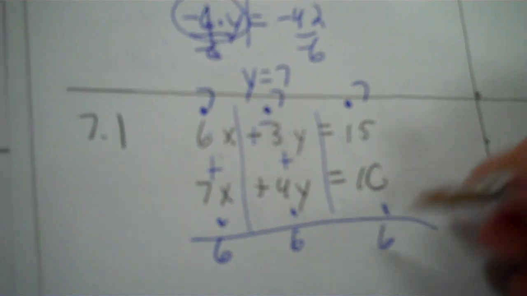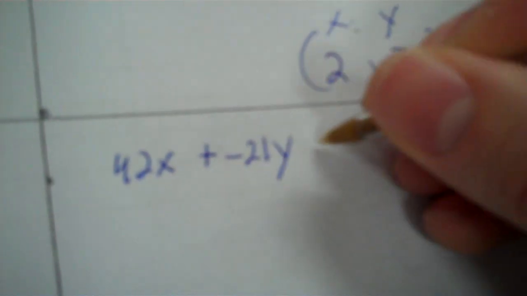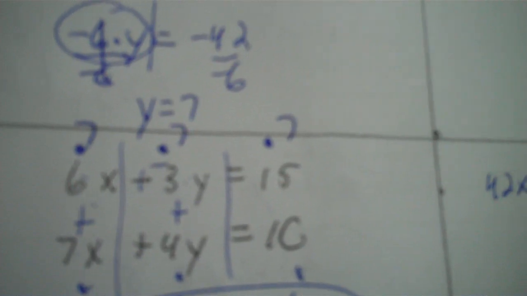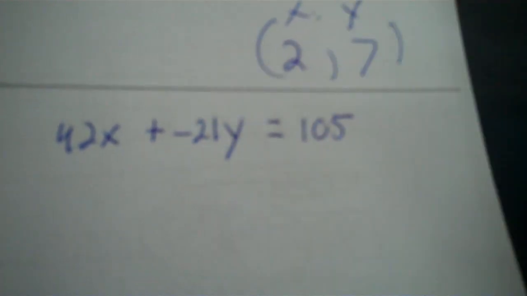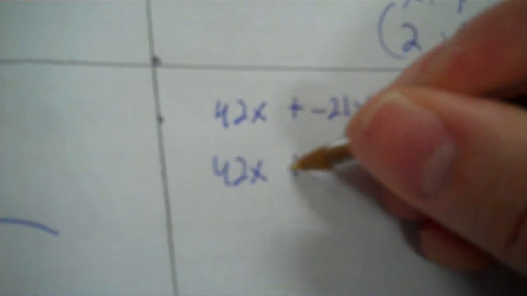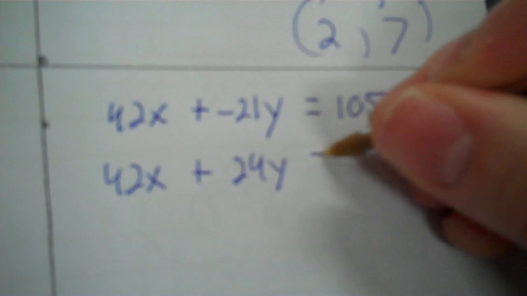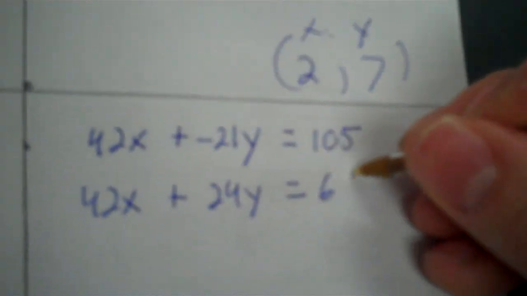So we have 7, so it's going to be 7, 7, 7, and then 6, 6, 6, and 6. 7 times 6x is 42x. 7 times negative 3y is negative 21y. And 7 times 15 is 105. In the bottom, 42x. 4y times 6 is 24y. Then 10 times 6 is 60.